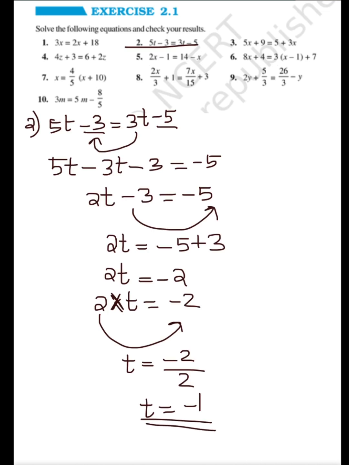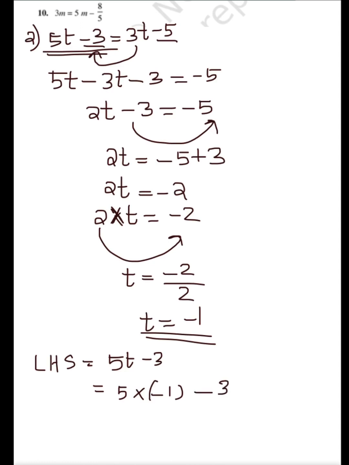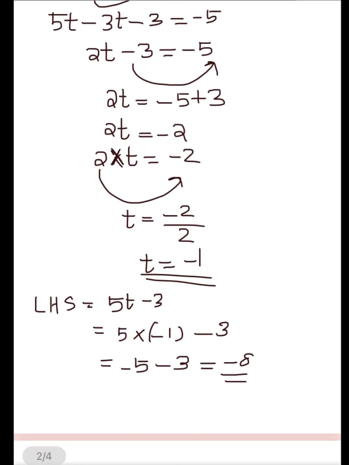Understand? Now you have to check our result. You have to substitute it in the question. So let's see LHS first. What was the LHS? LHS is 5t minus 3. Instead of t, you can put 5 into minus 1, minus 3. What is 5 into minus 1? It's minus 5. So minus 5 minus 3 is what? Minus 8.